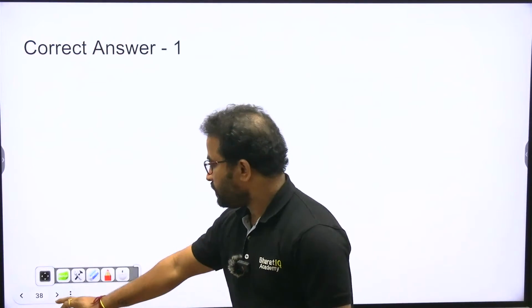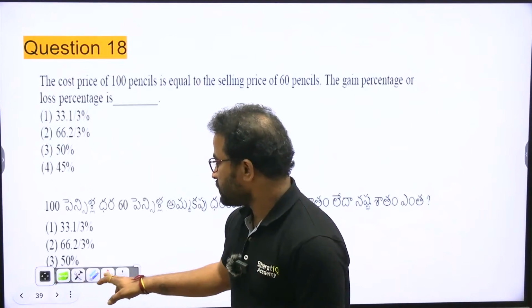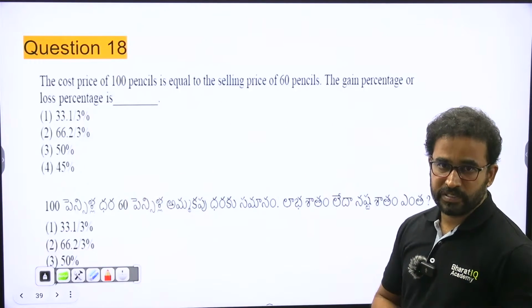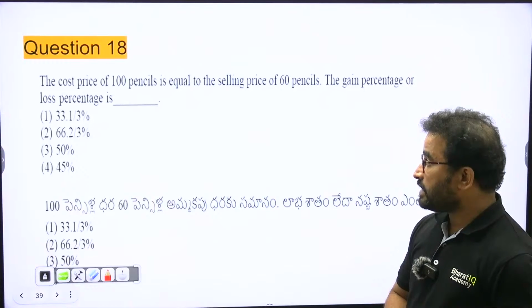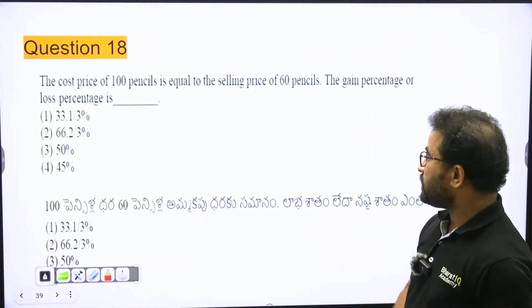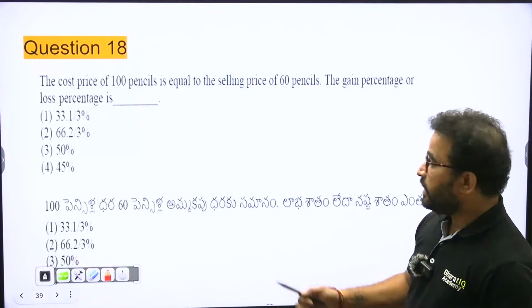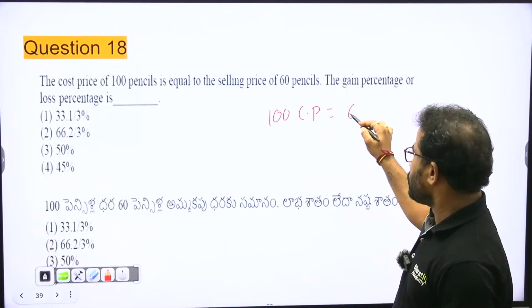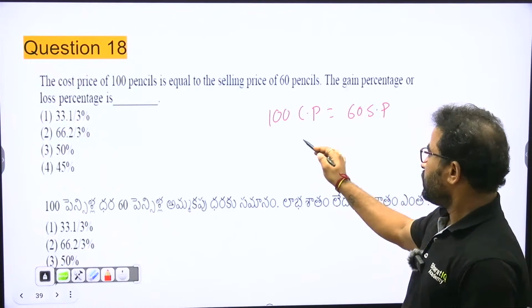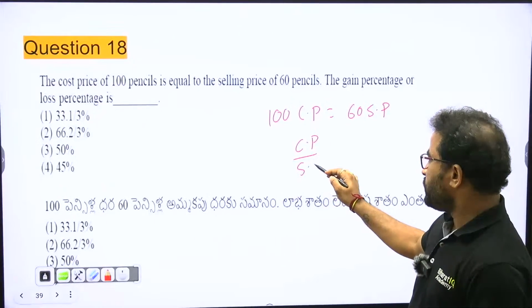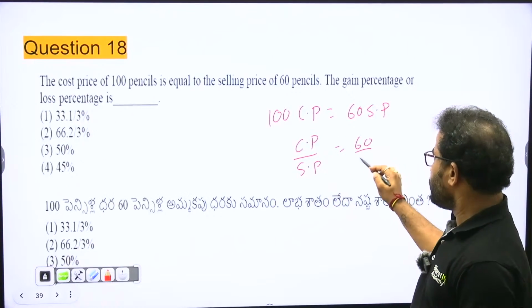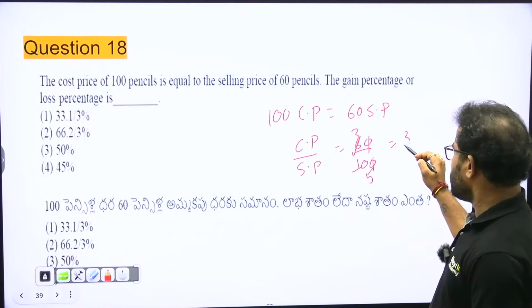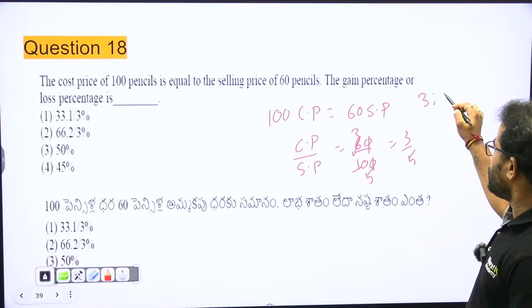Next one, look at this one. Next one they are asking is a profit and loss based question. The cost of 100 pencils is equal to the selling price of 60 pencils. That is, CP of 100 pencils is equal to SP of 60 pencils. Now the relation between these two is CP by SP is equal to 60 by 100. 60 by 100 is nothing but 0.6, which is 3 by 5. 3 by 5 is nothing but 3 is to 5.